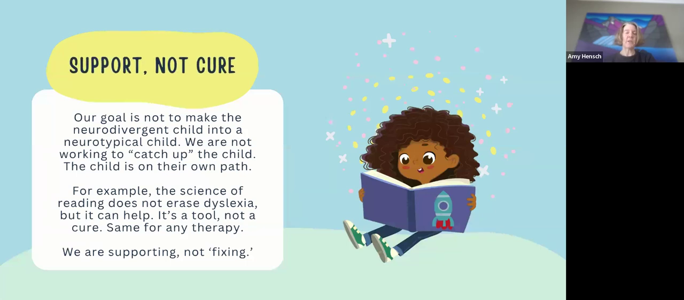We want to support individuals who are neurodivergent or neurotypical with other disabilities. We don't want to cure their neurodivergence, nor do we think that they're going to catch up. Doing phonics training does not cure dyslexia any more than any type of thing cures autism. We're supporting people, not fixing them.